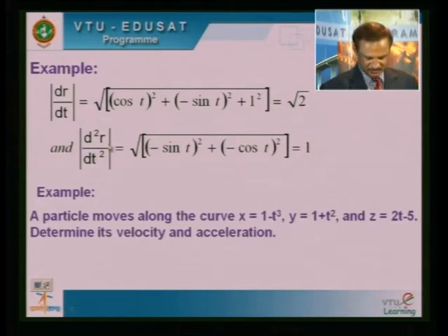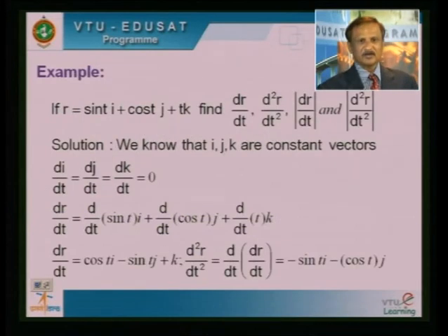Is it clear? And similarly, you want to calculate the modulus of the second derivative. What is the second derivative? Minus sin t i minus cos t j. So the coefficient of i is minus sin t. Is it clear? The coefficient of j is minus cos t.